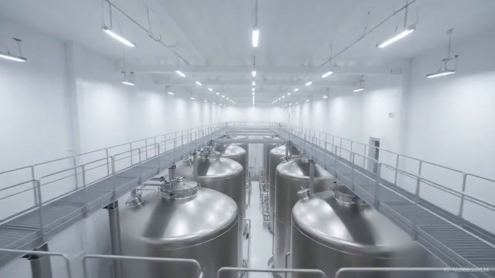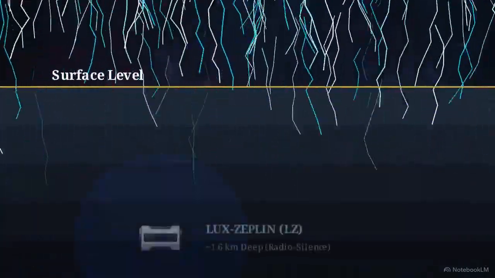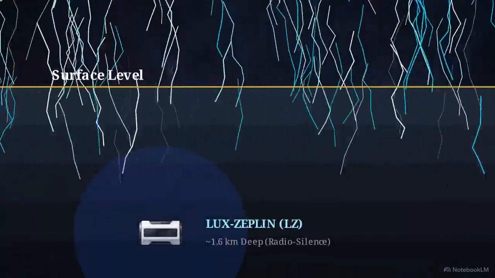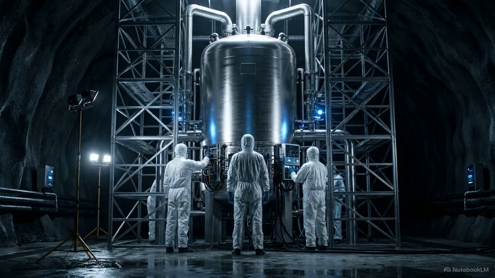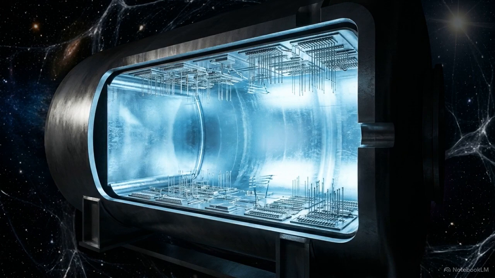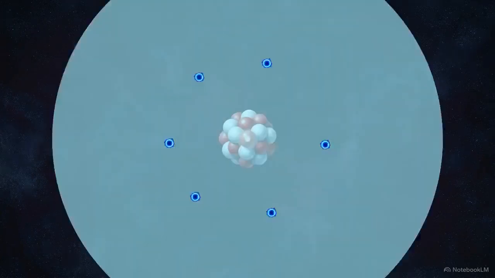By placing laboratories nearly a mile beneath the Earth's surface, researchers use the planet's crust to shield their experiments from the constant noise of cosmic radiation. This is where you'll find the LUX-ZEPLIN, or LZ experiment. It uses 10 tons of ultra-pure liquid xenon to create a highly isolated environment for detecting rare particle interactions. It waits for a dark matter particle to bump a xenon nucleus, releasing a telltale flash.